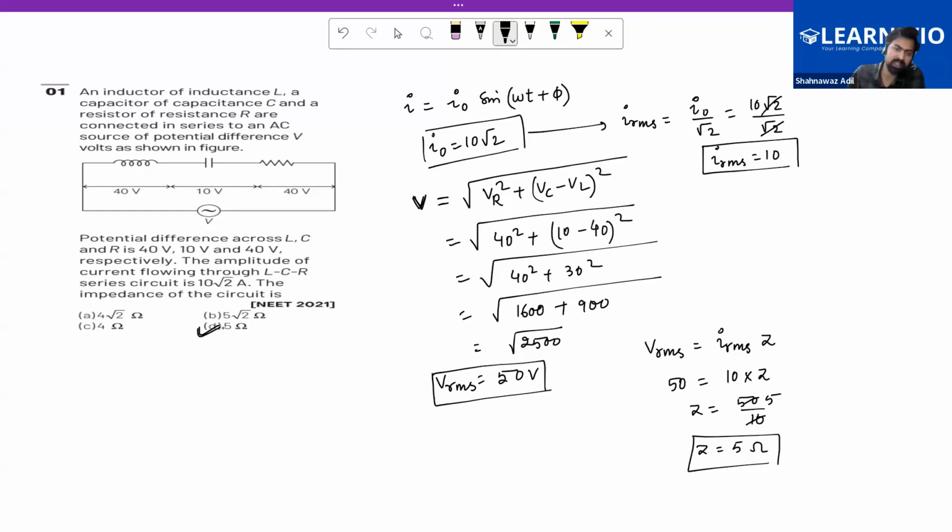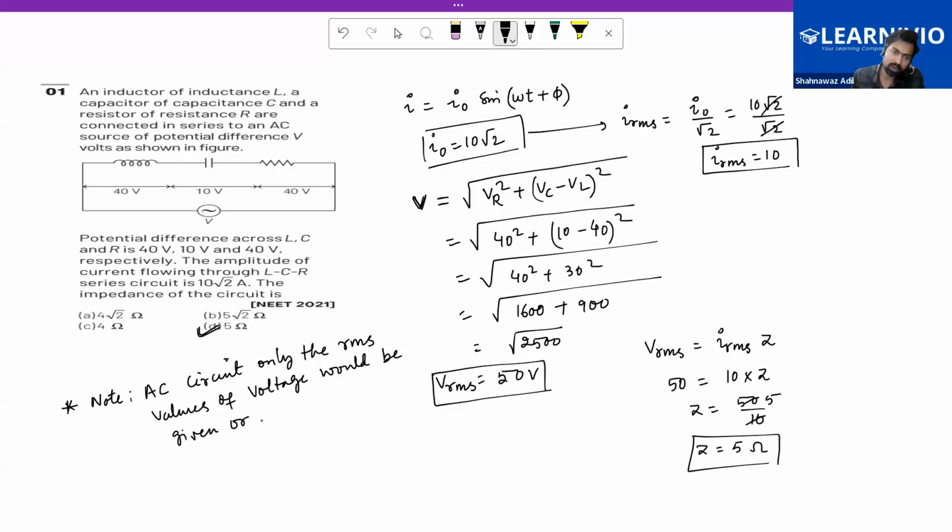Okay, so quickly note down this thing and then we will do the other question. Remember, this is very important to note that in an AC circuit, only the RMS values of voltage would be given, or current also. So whenever you see the marking, all those would be RMS values.